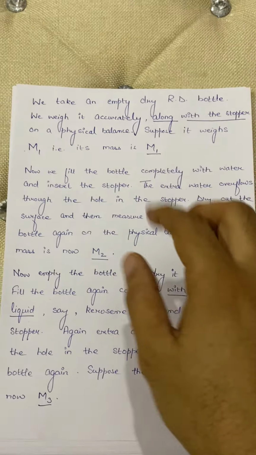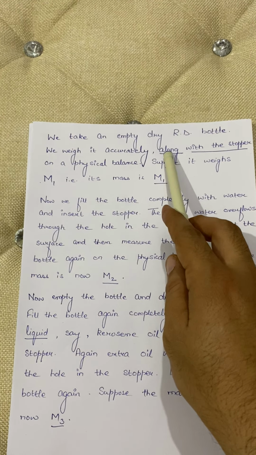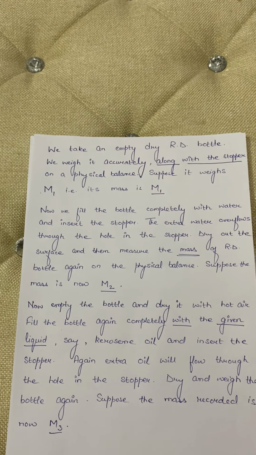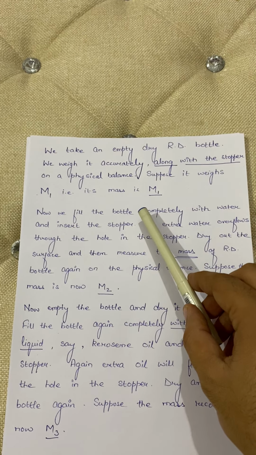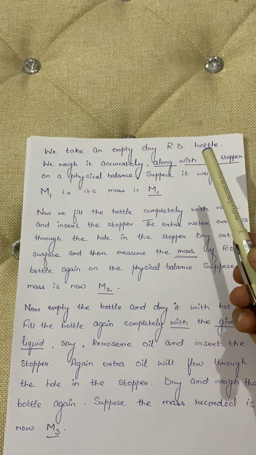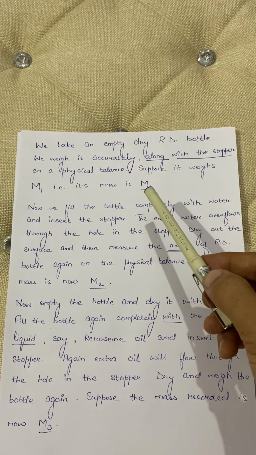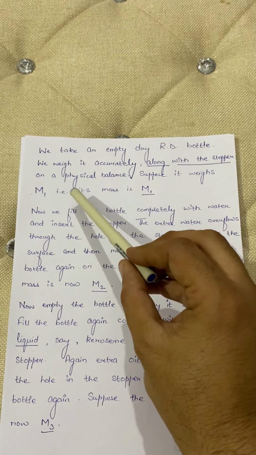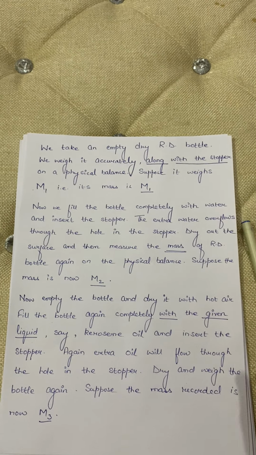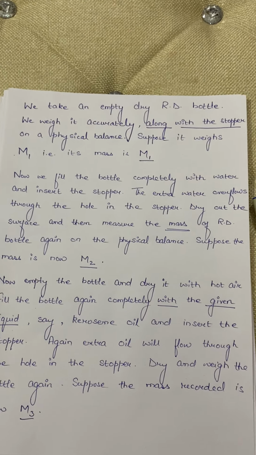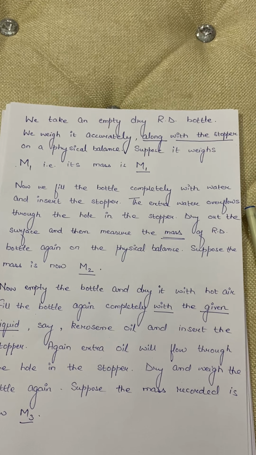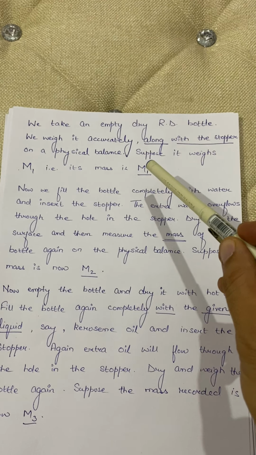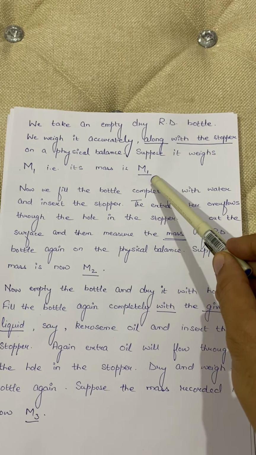Suppose we take an empty and dry relative density bottle. We weigh it accurately. And how can we weigh it accurately? By using an instrument which is used to measure mass. And what is that instrument? We have already discussed the physical balance. So we take an empty dry relative density bottle and weigh it accurately along with the stopper on a physical balance. Suppose the mass of that empty density bottle is m1.